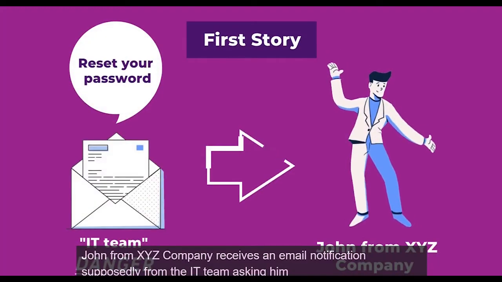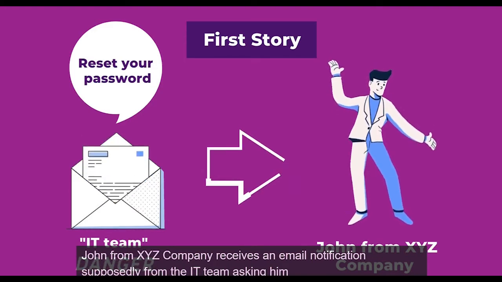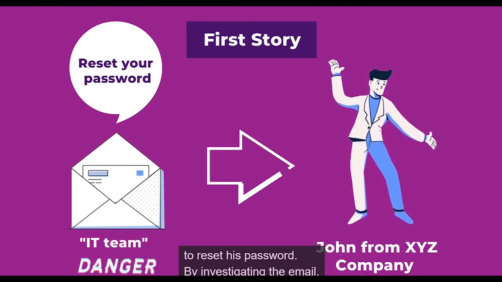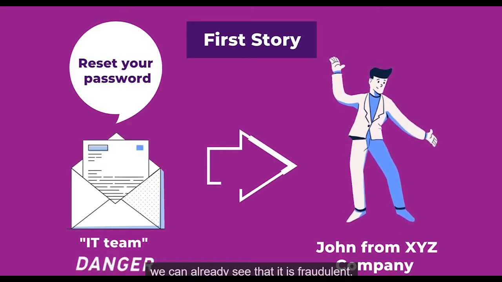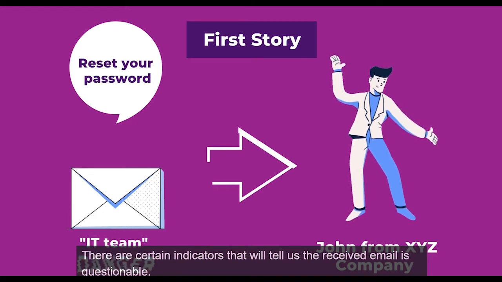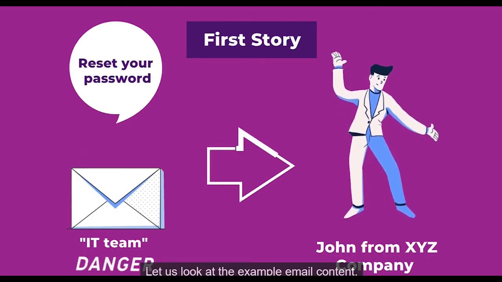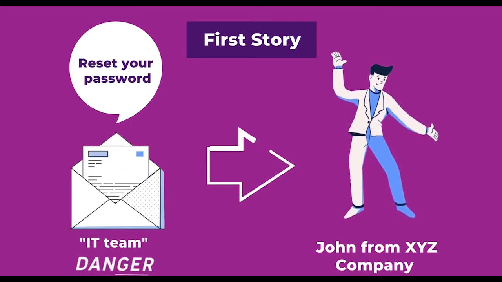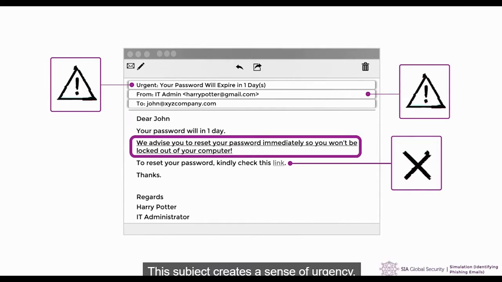John from XYZ Company receives an email notification supposedly from the IT team, asking him to reset his password. By investigating the email, we can already see that it is fraudulent. There are certain indicators that will tell us the received email is questionable. Let us look at the example email content. The first indicator of a phishing attack is the subject of the message. This subject creates a sense of urgency. It will heighten your emotion, thus you will not think properly.